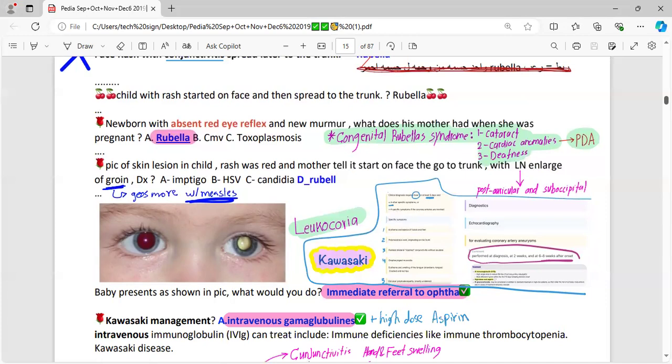Newborn child with the absent red reflex and a new murmur. What did this mother have when she was pregnant? Rubella infection. Congenital rubella: cataract, cardiac problem, deafness.